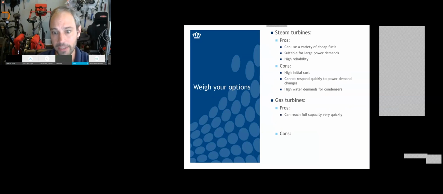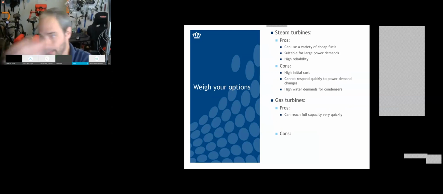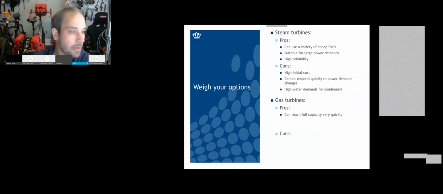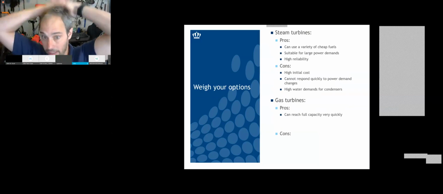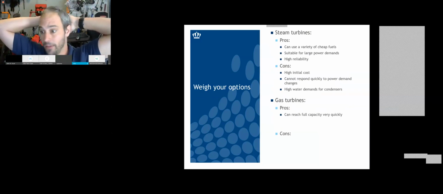Gas turbines, they can reach full capacity very quickly. They can spool up really quick. The one we have in the lab, up in 5 minutes. Now, there are a lot of power plants called combined power plants where you've actually got a gas turbine and a steam power plant working in tandem. So whoever needs the energy can have a nice base level of energy with the steam turbine, and then they can ramp it up if they need to with the gas turbine.